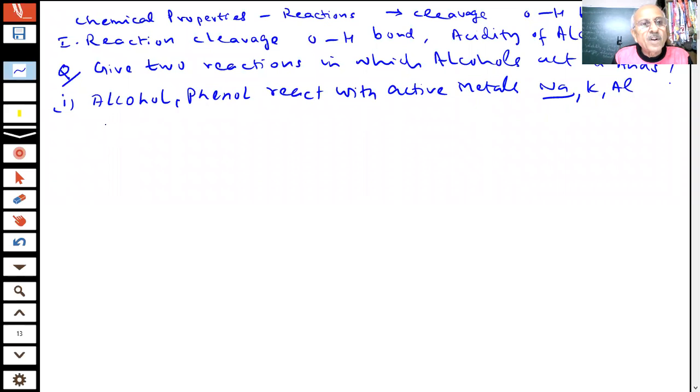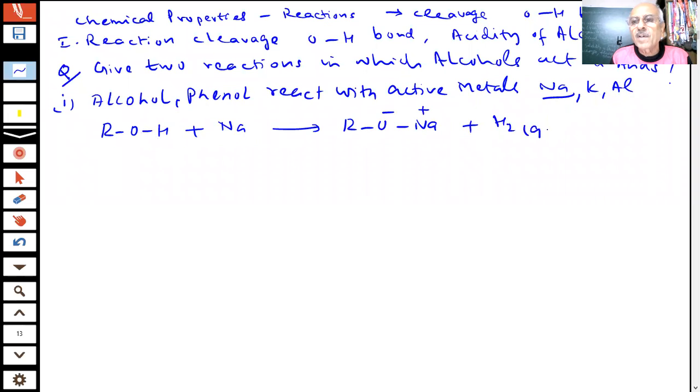Supposing I have ROH and I put sodium in this. Sodium can give an electron, and the result is RONa, where one part is positive and the other negative. And this H plus is out. What will happen to H plus? This will produce hydrogen gas. If I double it, I can write 2 RONa with 2 sodium. So when sodium is added to alcohol, hydrogen gas will be liberated.